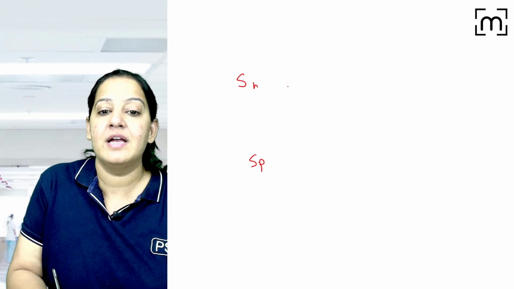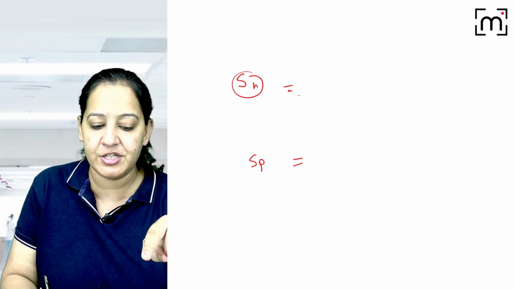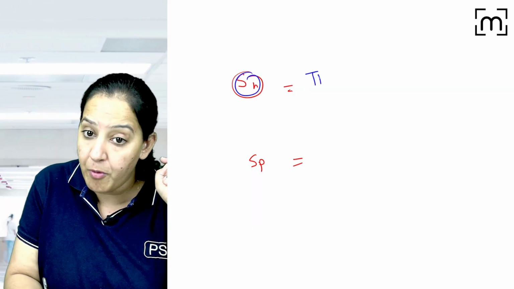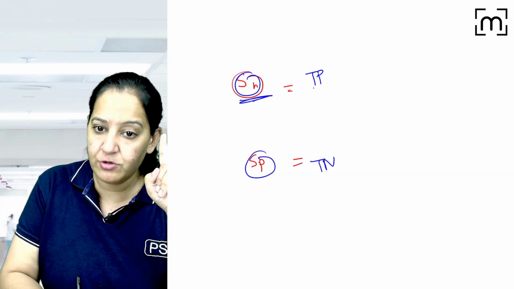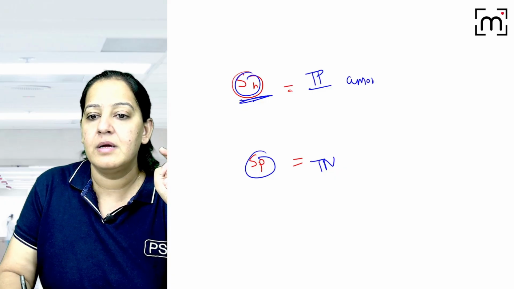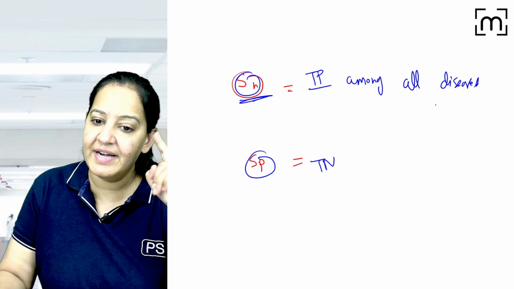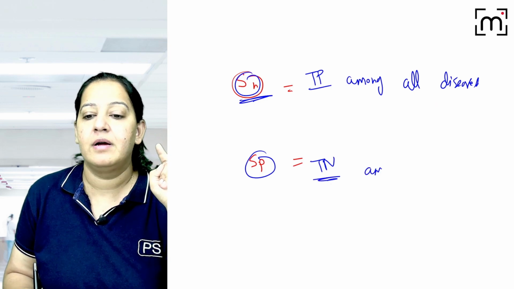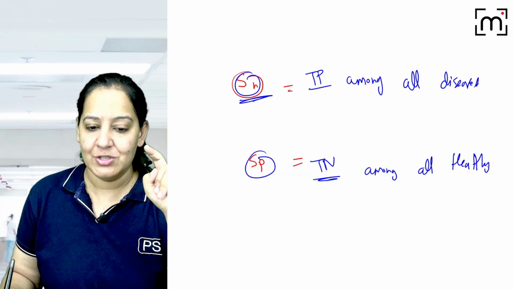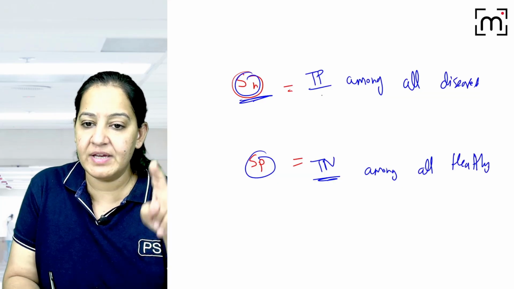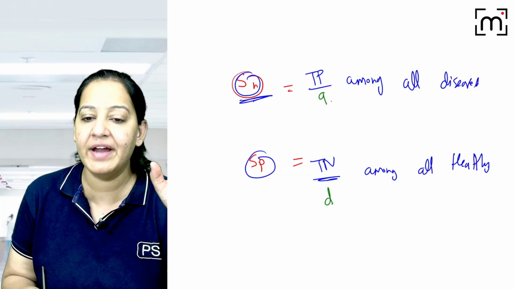So if you say the definition, sensitivity is the ability to detect true positive and specificity is the ability to detect true negative. Sensitivity is the ability to detect true positive among all diseased persons, and specificity is the ability to detect true negative among all healthy persons. Okay, so what is true positive? True positive is A. And what is true negative? True negative is D.